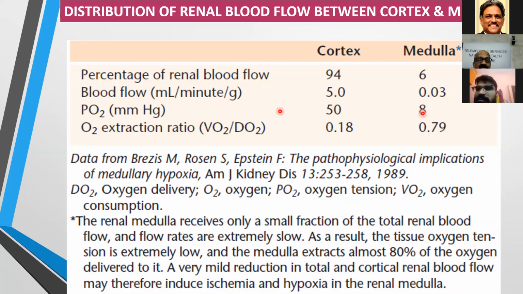And if you look at the oxygen extraction ratio, that is the ratio between the oxygen supplied and oxygen taken up, the ratio is almost 80% in the medulla, whereas it's less than 20% in the cortex. So whatever oxygen is there is taken up in the medulla, and hence if the supply of oxygen is low, it becomes ischemic very rapidly.